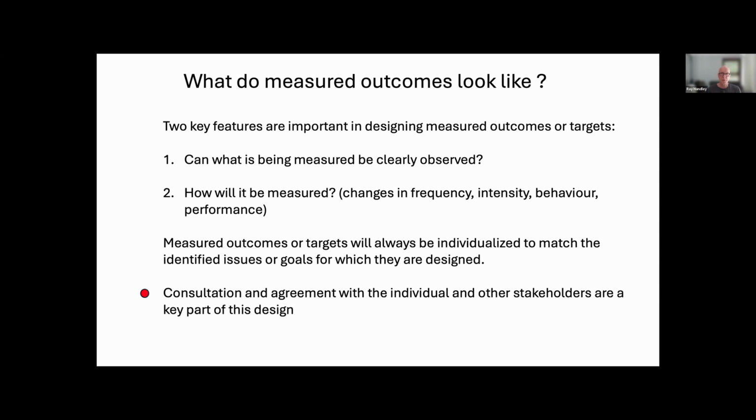The last thing that's really important when we're designing the measured outcomes is to really get that consultation and agreement with the individual and other stakeholders. That's part of the design, so that's all integrated. So it's number one, it's understood what we're aiming to do, but everyone can be on the same page in terms of how it's consistently applied. And that's really important in terms of the ongoing validity of what we're doing.